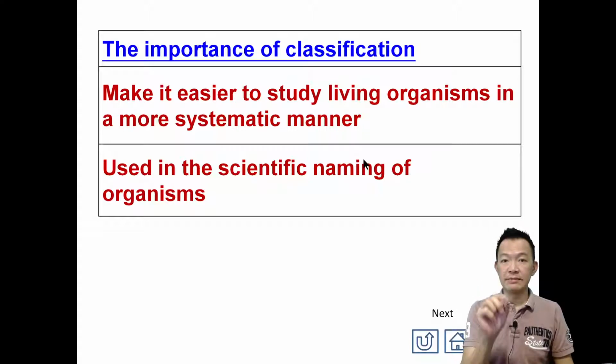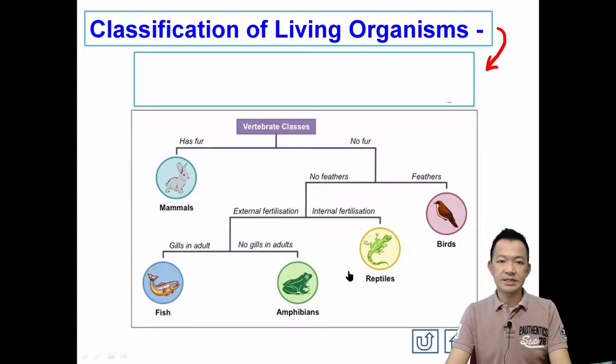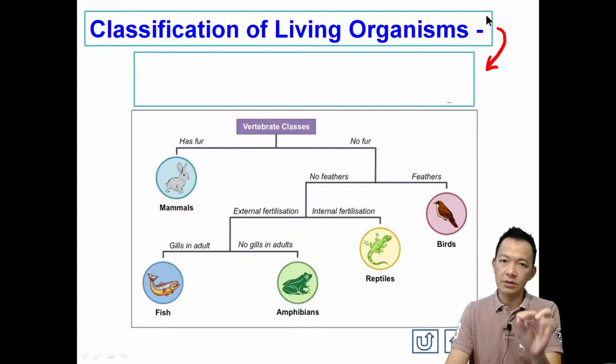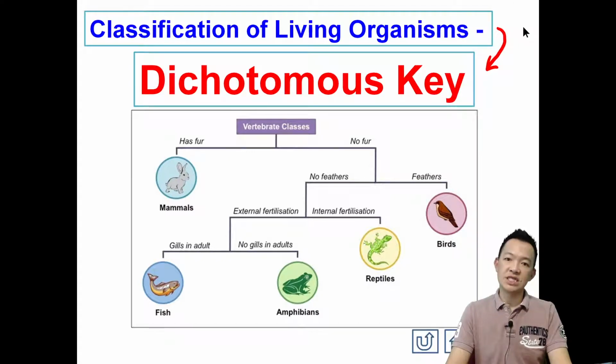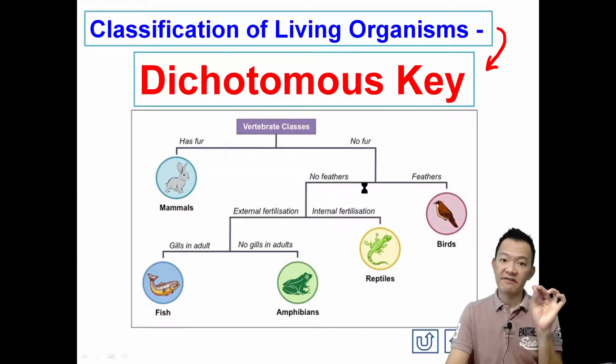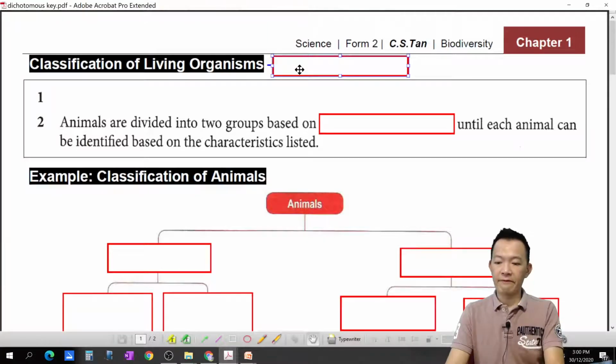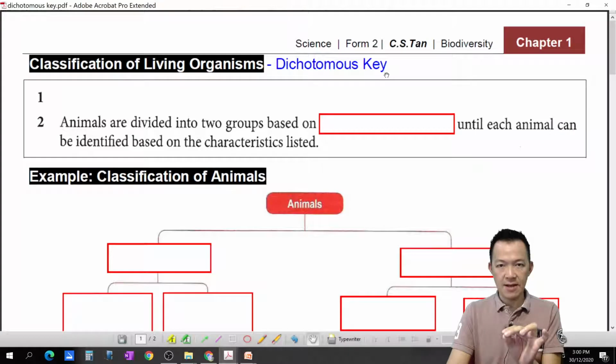So this is what we call classification. It must be done. Page number 6. Okay, next. But when we talk about the classification of living organisms, how are we going to classify them? Is there any method? Okay, page number 4. Classify the living organisms with the method called dichotomous key. Copy it beside the title on your page 4. This is the common method of classifying living organisms, the most common one.